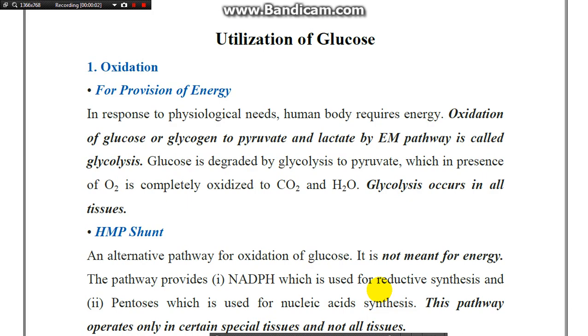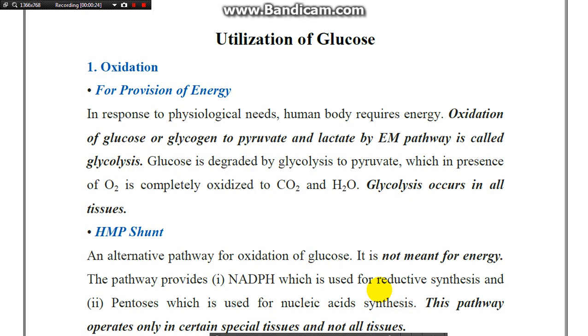In the previous video, we explained the topic of utilization of glucose, and we said that the oxidation of glucose is the first utilization of glucose, and oxidation of glucose is classified into three types.